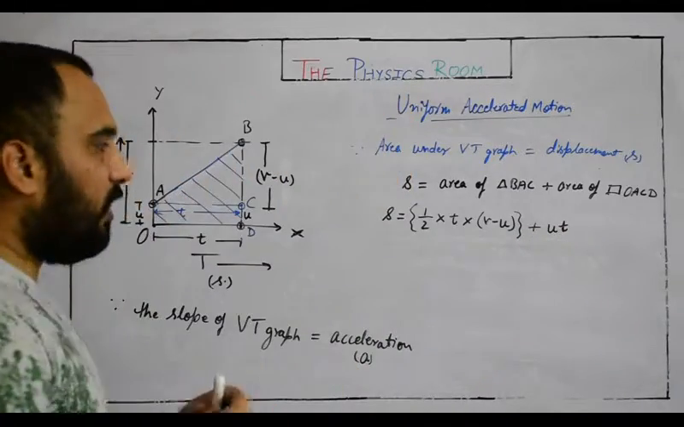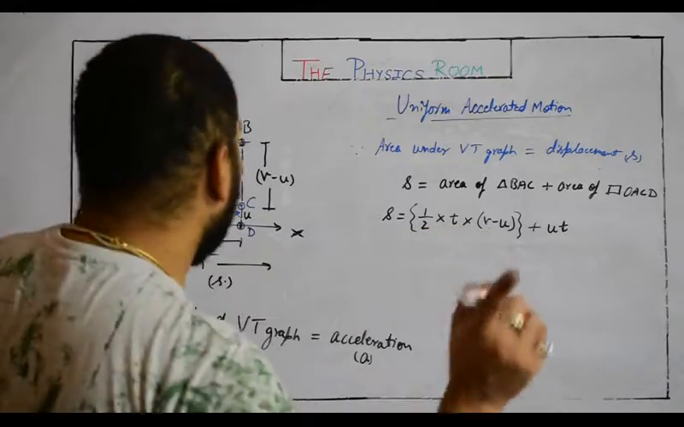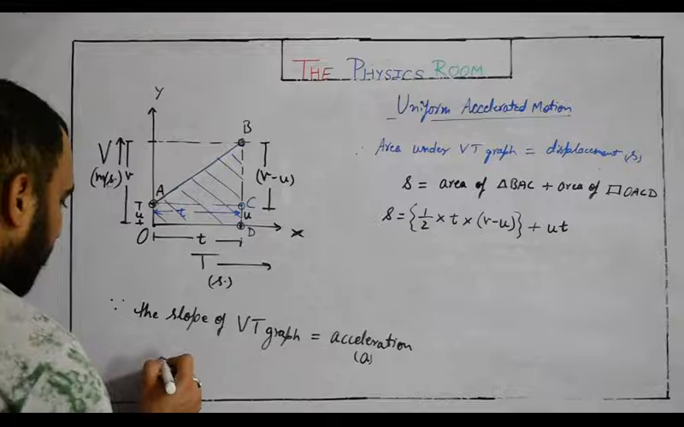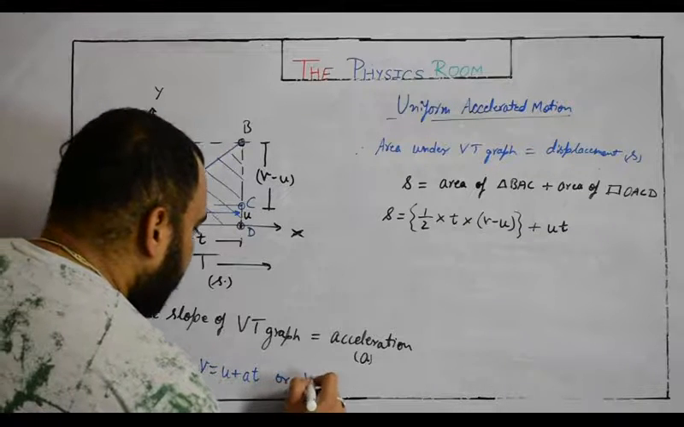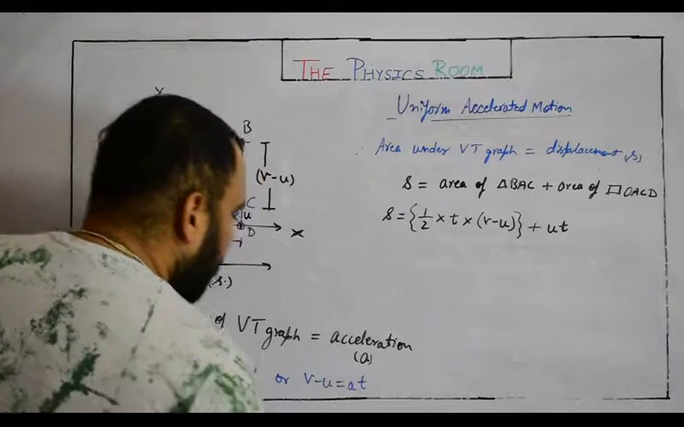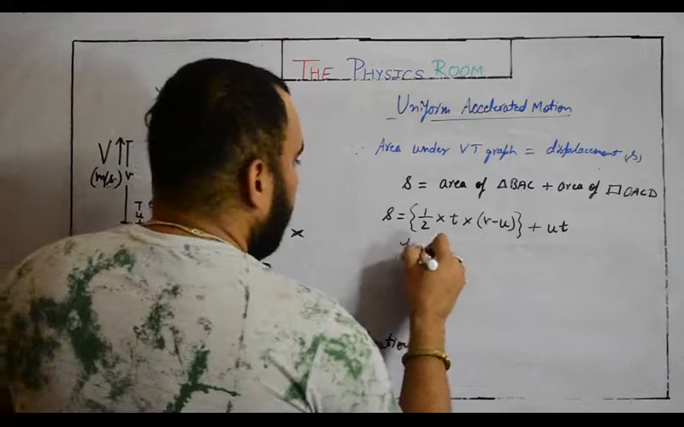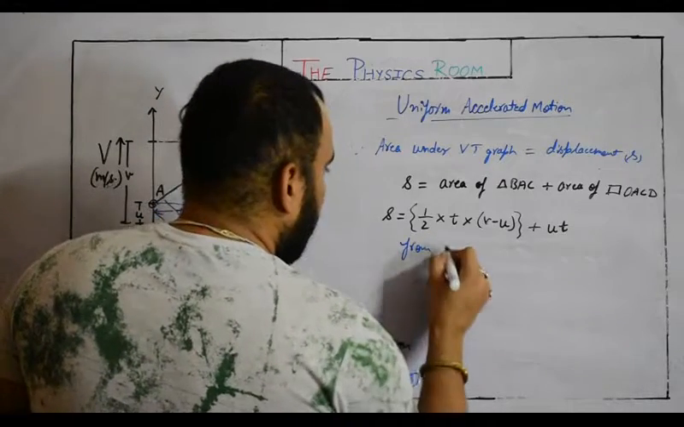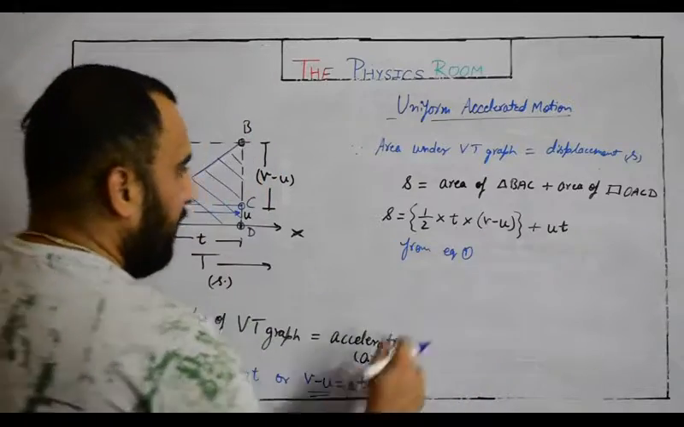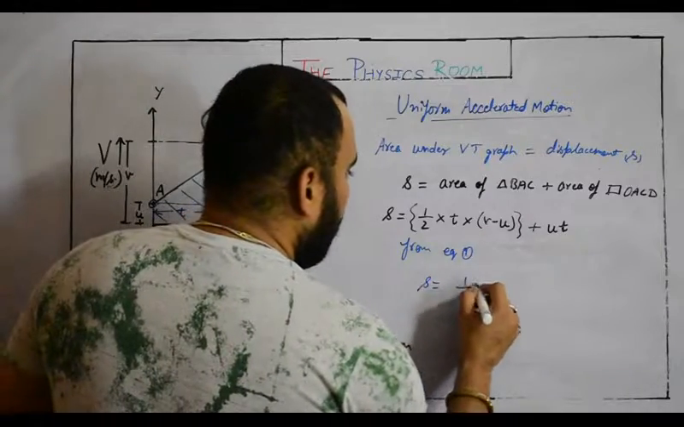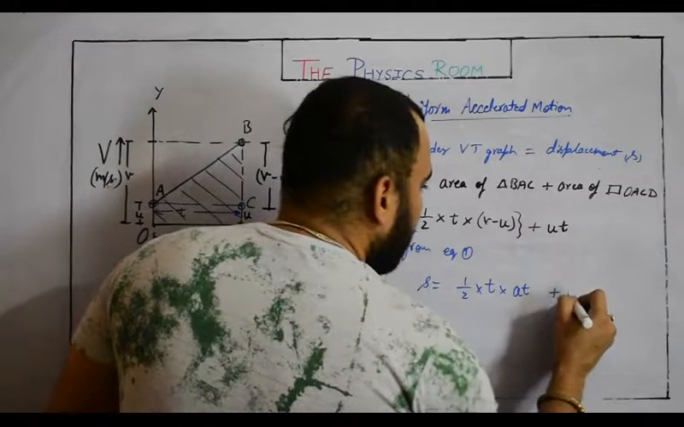Now in the second equation of motion there is no V. So I am going to replace this term with the help of the first equation of motion. We know it very well. From the first equation of motion, V equals U plus AT, or you can write V minus U equals A into T. So I can replace V minus U simply by AT. So S equals half into T into, in place of V minus U we can write AT, plus UT.